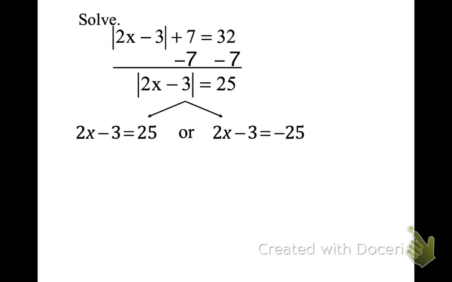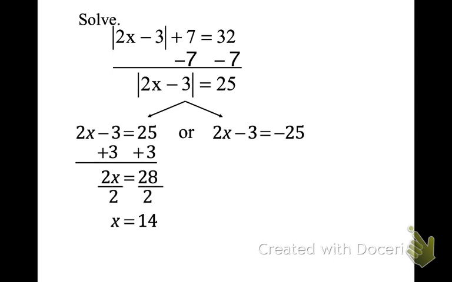And now we can keep solving it. Finish it up, guys. All right, so what are we doing first? Let's go with Elizabeth. So you add 3 to both sides. Good. I'm adding 3 to both sides. And then we have 2x equals 28, and then you divide by 2 both sides. And you have x equals 14.